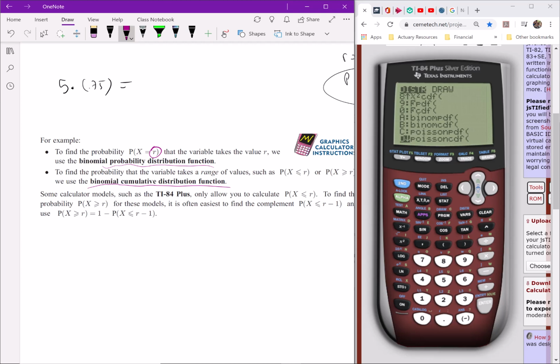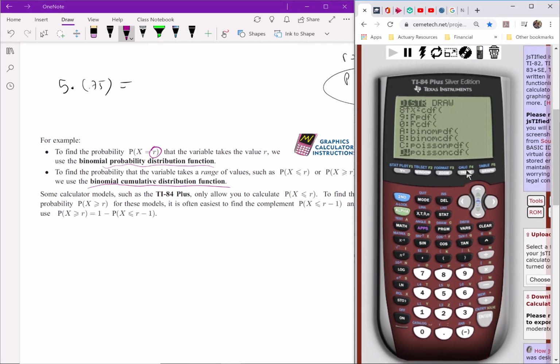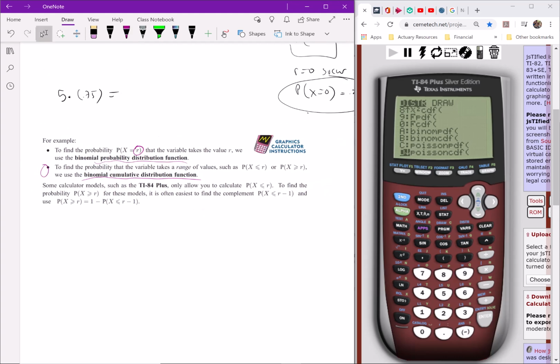So I just want to know what's the probability that two people vote a certain way, or I want to know the probability that I roll exactly a 7, then using this one. The second one is for a range of values. So if I want to know the probability that at least 3 people vote, or I want to know the probability that I roll dice and I get a score over 7, then I should be using the cumulative one, right?